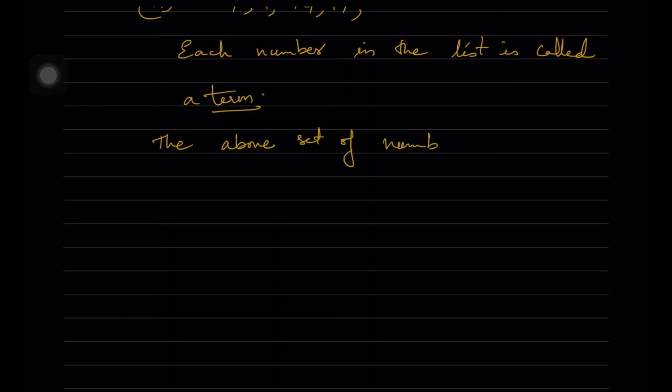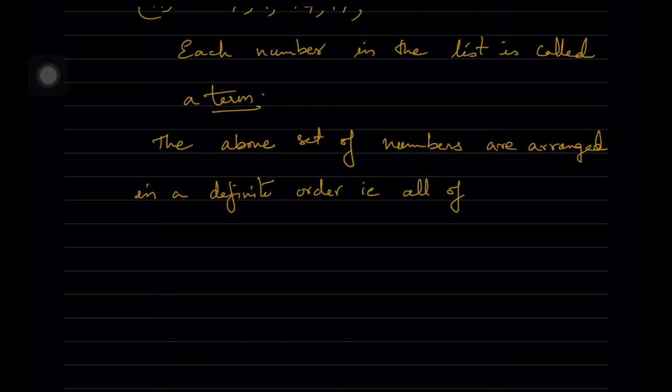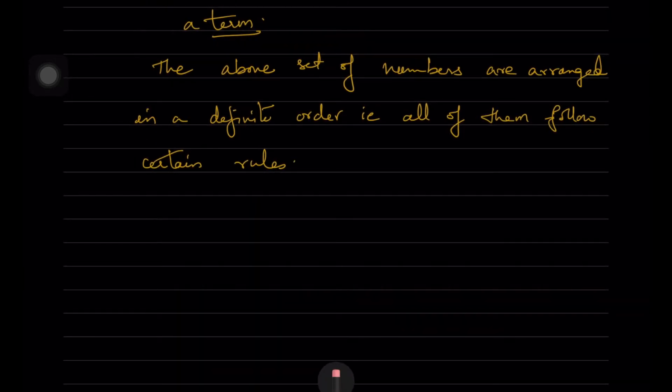So the above sets are arranged in a definite order. That is, all of them follow certain rules. So we'll just see what it is. Now sequence. What is a sequence? Sequence is a set of numbers arranged in a definite order according to some rule. That list of numbers should follow some definite rule.